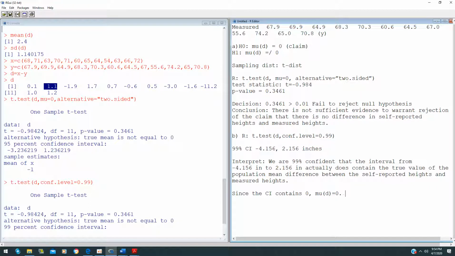The reason why you make that kind of conclusion here is because the word no and the words warrant rejection are kind of a negation, so there are two negatives here, and you can cancel them, so it becomes positive, which means you do support your claim here. So, yes, it contains 0, which means there is no difference in this case, so it does support what you concluded in part A.